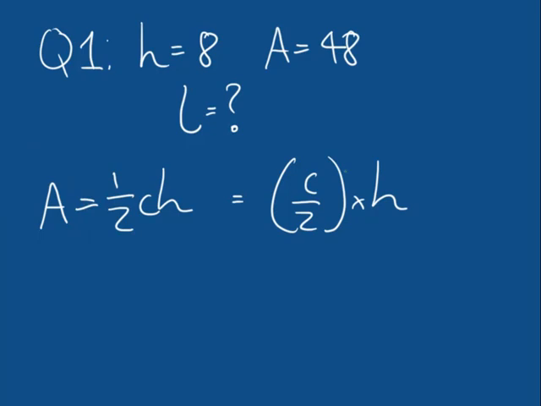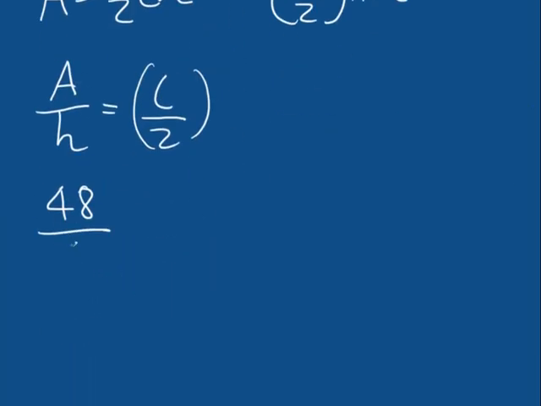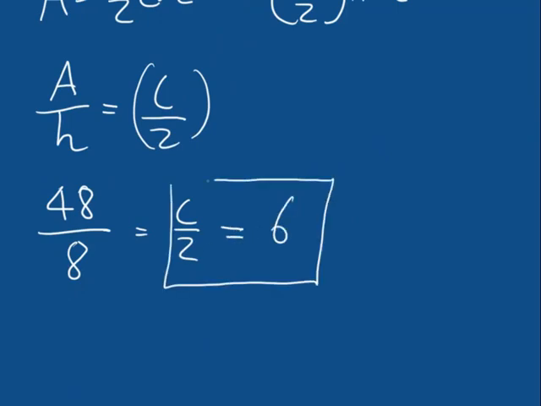So to rearrange this, I'm going to divide both sides by h. So area divided by height is equal to c over 2. Our area is 48. Our height is 8. That's equal to c over 2. And that's equal to 48 divided by 8, which is 6. So we now know that c over 2 is equal to 6.